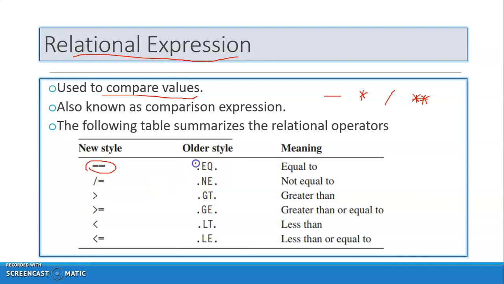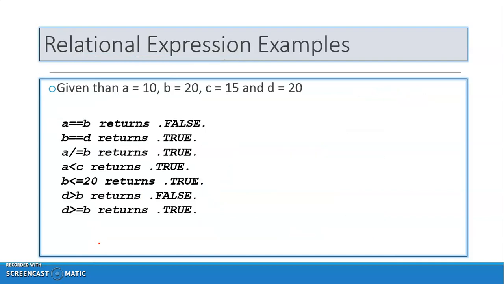You can also use this syntax. This is the old style of doing it, but I think it's good to use the new style. That would be better. So we have equals, we have not equals, not equal to, then greater than equal to, less than equal to. So these are operators that we can use to come up with the relational expressions. Here is an example.